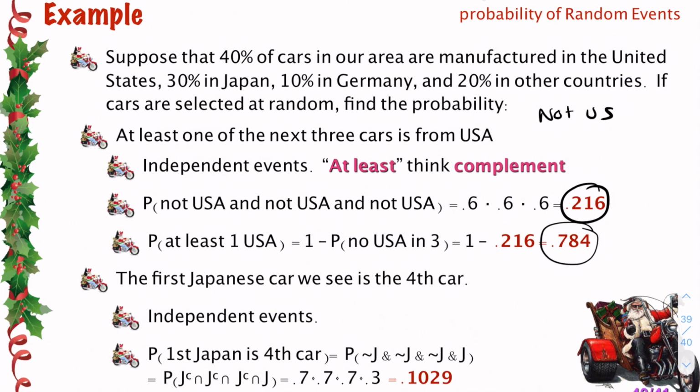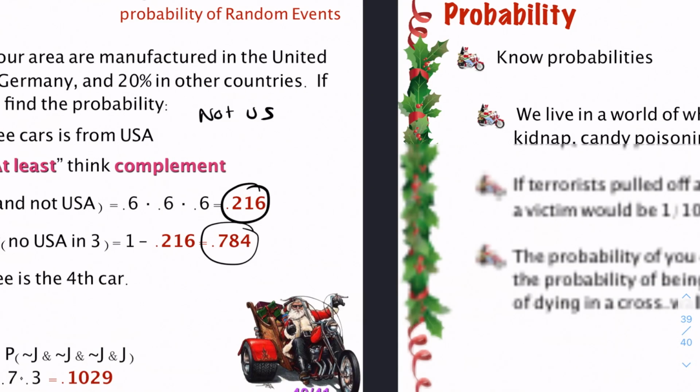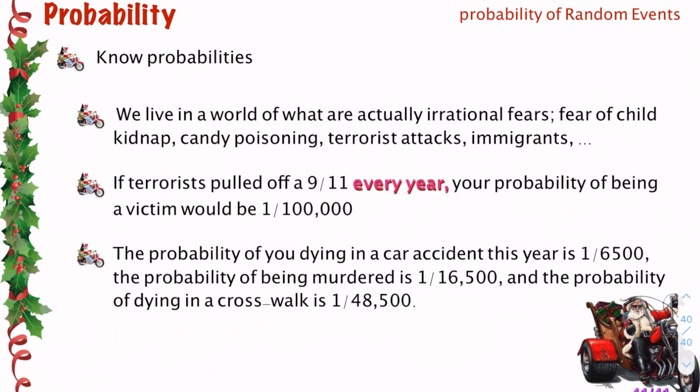Again, the first Japanese car we see is the fourth car. So what we need is, what's the probability of not Japan, not Japan, not Japan, then Japan? Or 0.7 times 0.7 times 0.7 times 0.3. And once you're able to assemble these and practice with these probability rules, especially the complement rule, it will become easier for you.